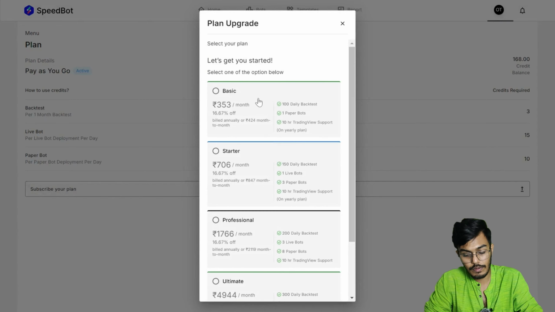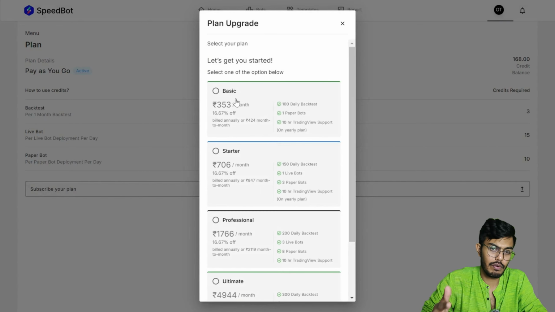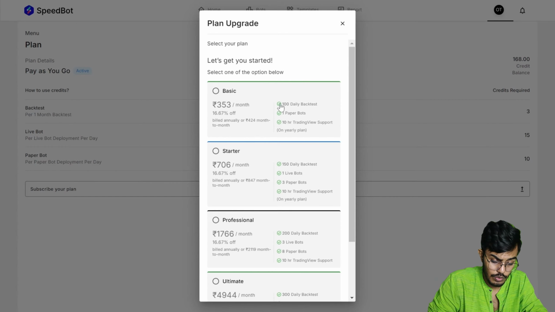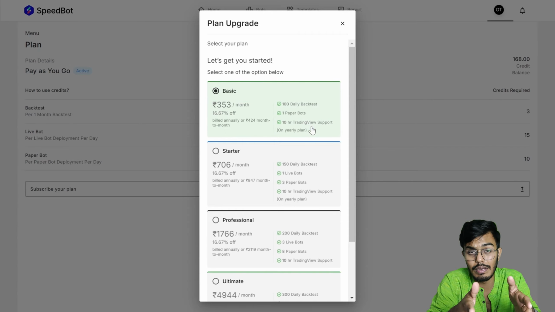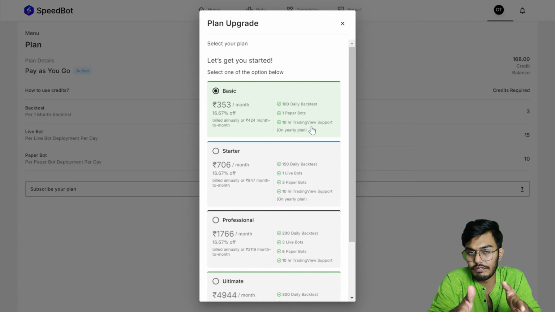So over here, you'll be able to see the basic plan that starts from somewhere around 350 rupees per month. It includes 100 daily backtests and 1 paper bot. And if you are going for the yearly plan, the annual subscription, then you get 10 hours of free support from our technical team for the TradingView configuration.